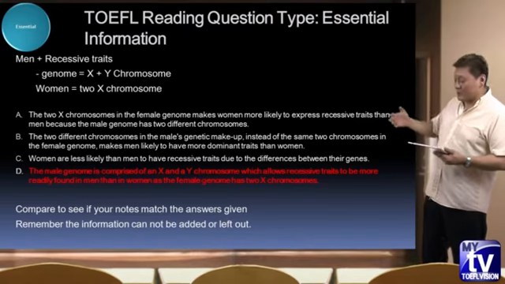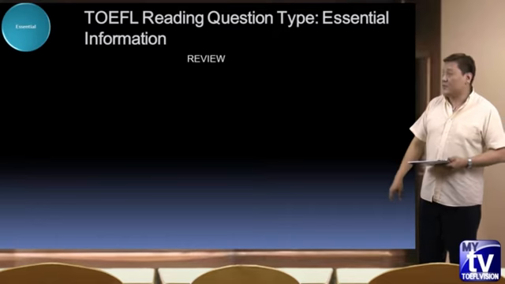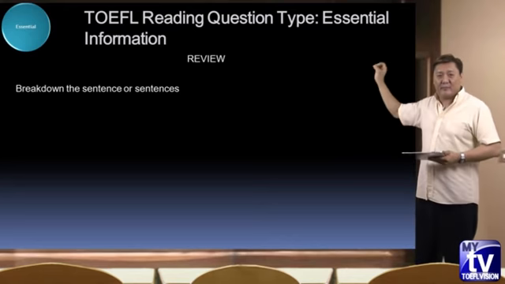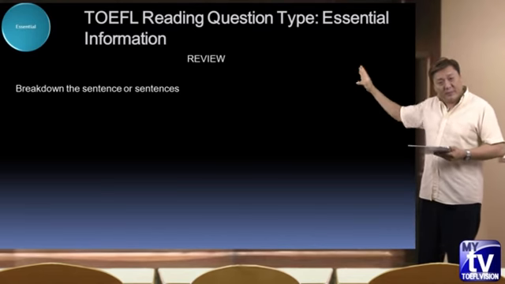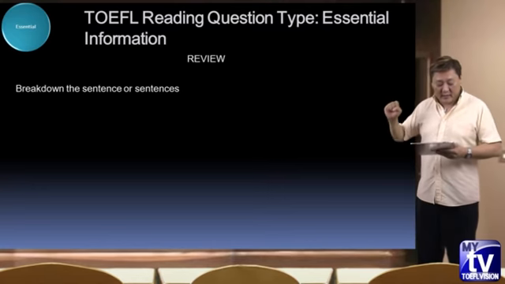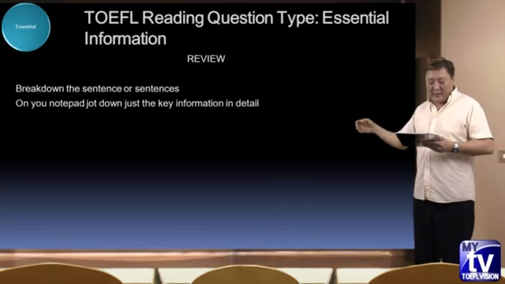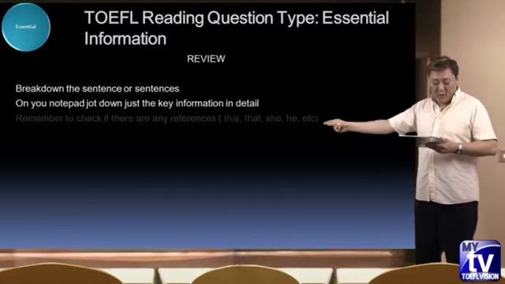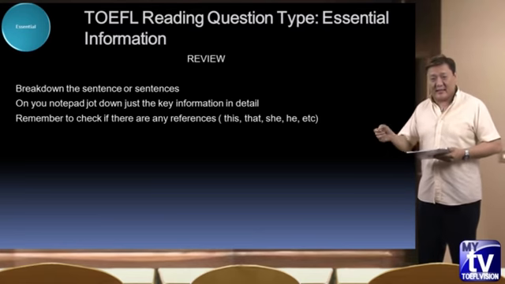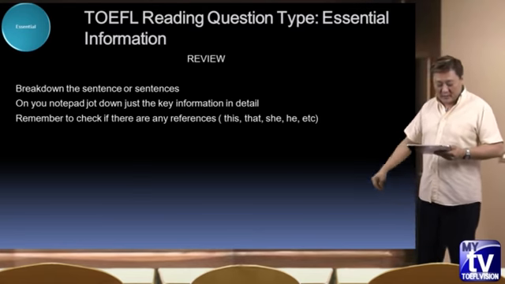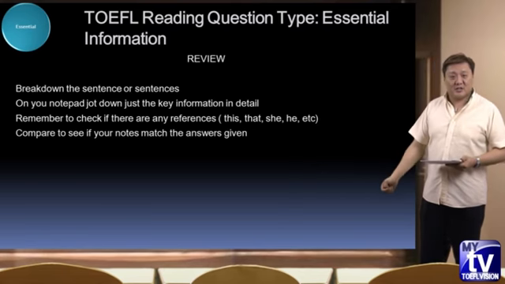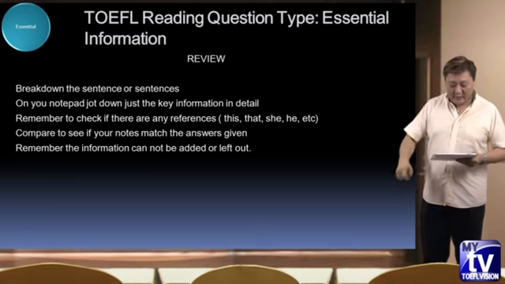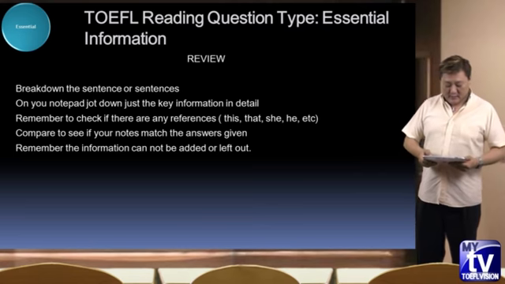Okay, so let's review how to do this style. First of all, what do we do? Break down the sentences. Boom, boom, boom. If there are any transitions like and, but, and because, separate them, all 3 of them, whatever. Second, on your notepad, jot down the key information in detail. Third, remember to check if there are any references like this, that, whatever. Next, compare to see if your notes match what you saw on the screen. Last thing, make sure you don't leave out information and no information is added.